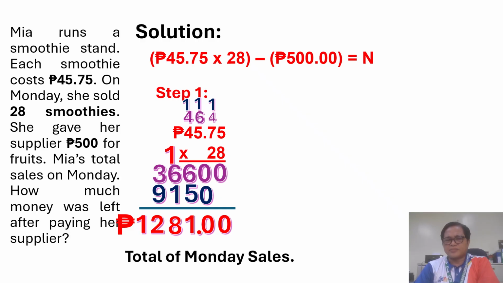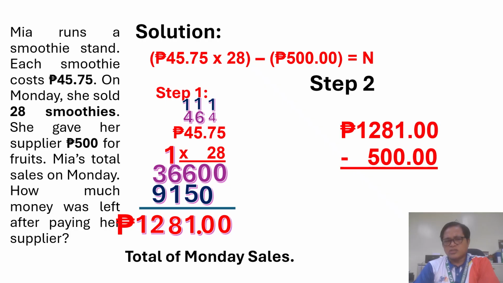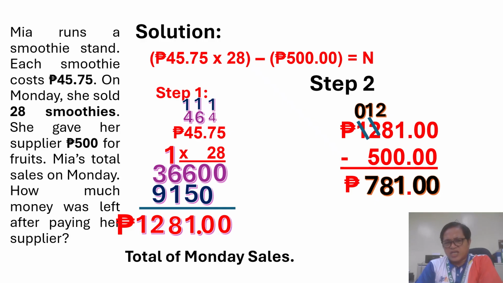For step 2, you're going to subtract 1,281 pesos minus 500 pesos. Bring down 0. This will become a 12. And of course, this will become 0. To start, bring down 0, bring down 0, bring down 1, bring down 8, and 12 minus 5 equals 7. Then affix the decimal point and add the peso sign. So 781 pesos is the amount left after paying 500 to the supplier for the fruit.